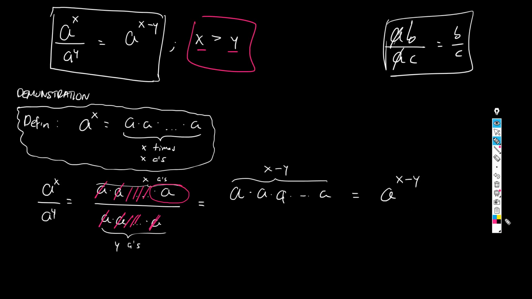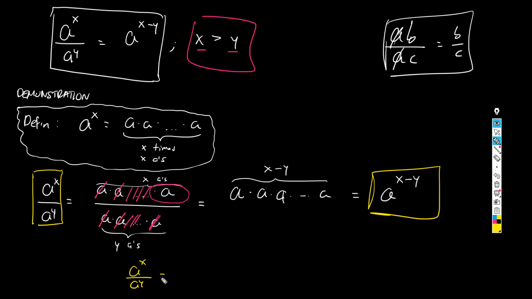I have demonstrated, look, that this a to the x over a to the y is equal to this, which is equal to this, which is equal to this, which is the thing that I wanted to prove, right? I have proven that a to the x over a to the y is equal to a to the x minus y, just as I wanted to prove. So the demonstration is complete.